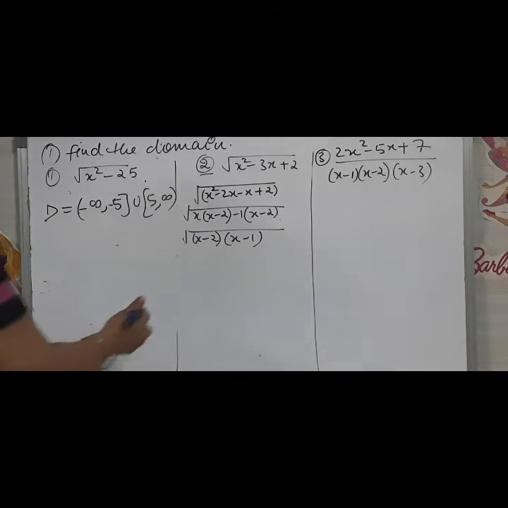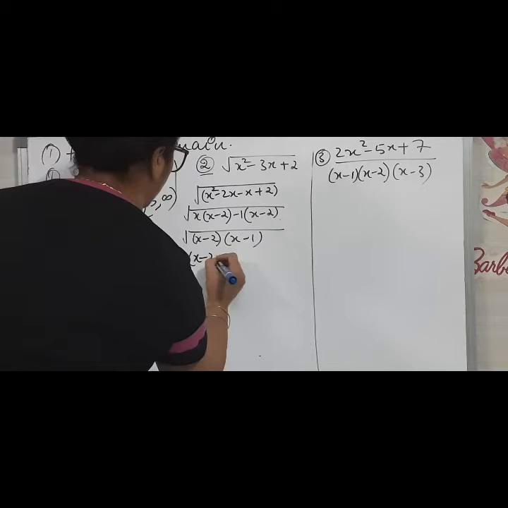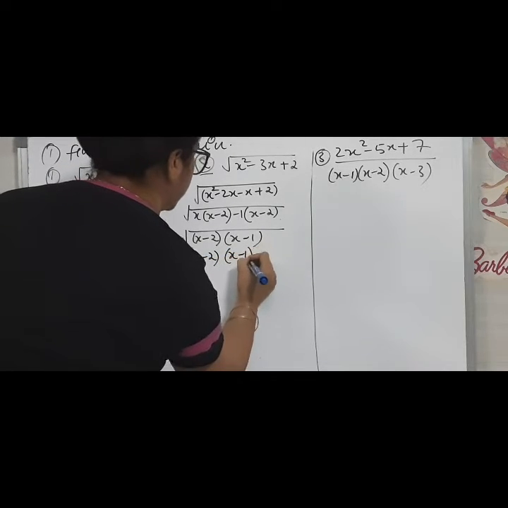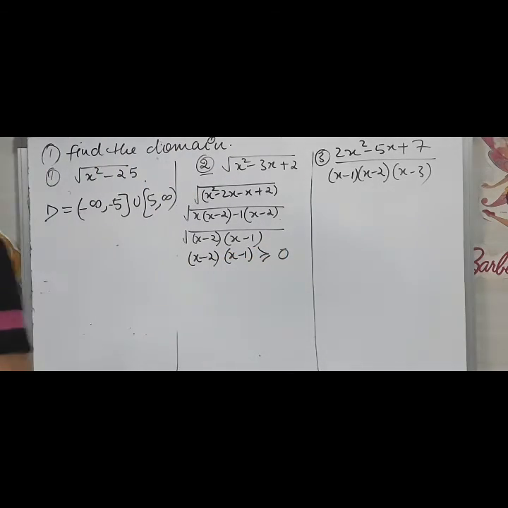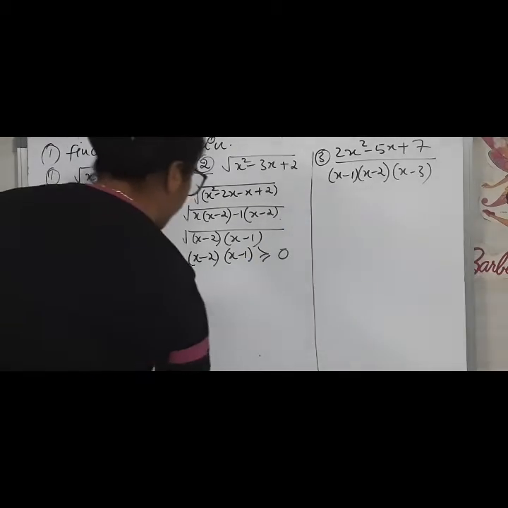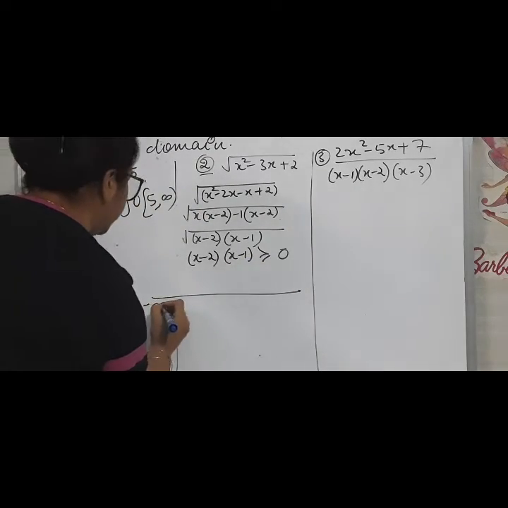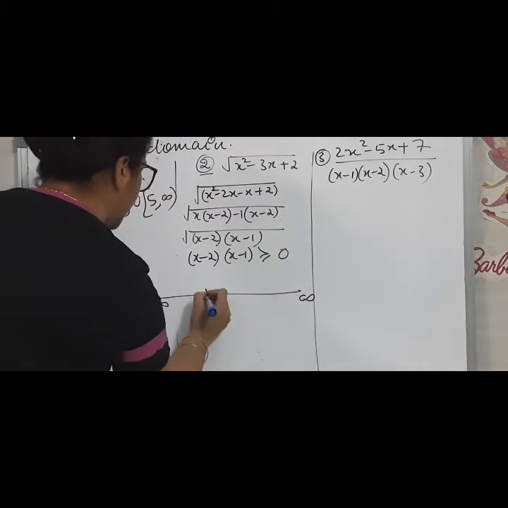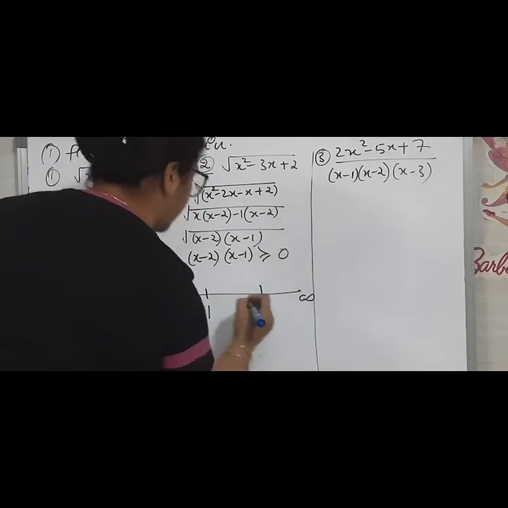We need to take it as greater than or equal to 0. Now (x − 1)(x − 2) is greater than or equal to 0. What are the values of x? 2 and 1. Make a number line from minus infinity to infinity. This becomes 1 and this becomes 2.